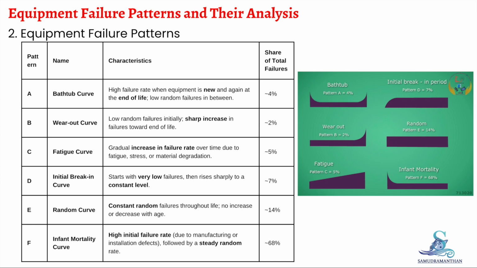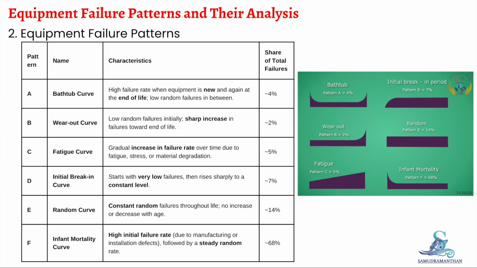Pattern C is called the fatigue curve. It's characterized by a gradual increase in failure rate over time. This happens due to fatigue, stress, or material degradation. It accounts for about 5% of total failures. An example would be a metal shaft or a structural part that weakens under repeated load cycles.